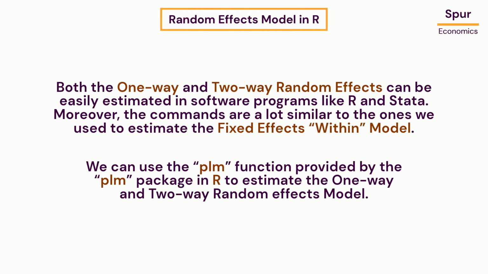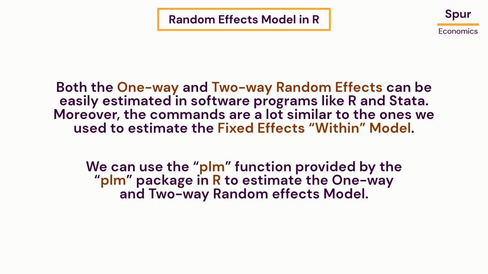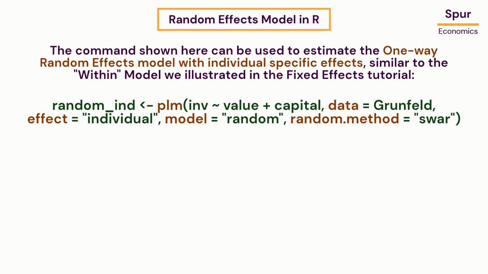Both the one-way and two-way random effects can be easily estimated in software programs like R and Stata. Moreover, the commands are a lot similar to the ones we used to estimate the fixed effects within model. We can use the plm function provided by the plm package in R to estimate one-way and two-way random effects model. The command shown here can be used to estimate the one-way random effects model with individual specific effects, similar to the within model we illustrated in the fixed effects tutorial.